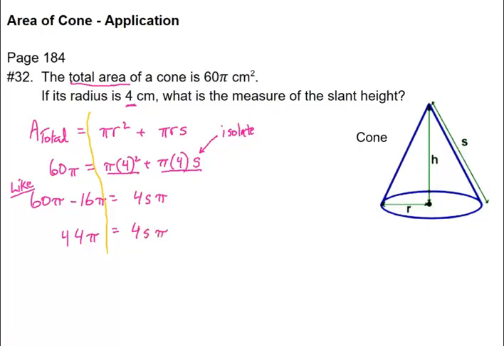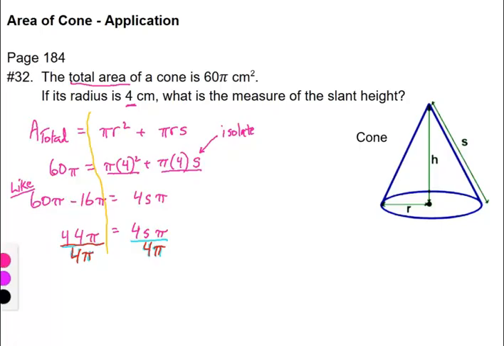Now remember, our ultimate goal is to get the s by itself. So to get the s by itself, we're going to divide both sides by what we want out of there. So we're going to divide by 4 pi on this side and 4 pi on that side. Bad choice of color. Let's try something a little bit brighter here. 4 pi on this side and 4 pi on this side.